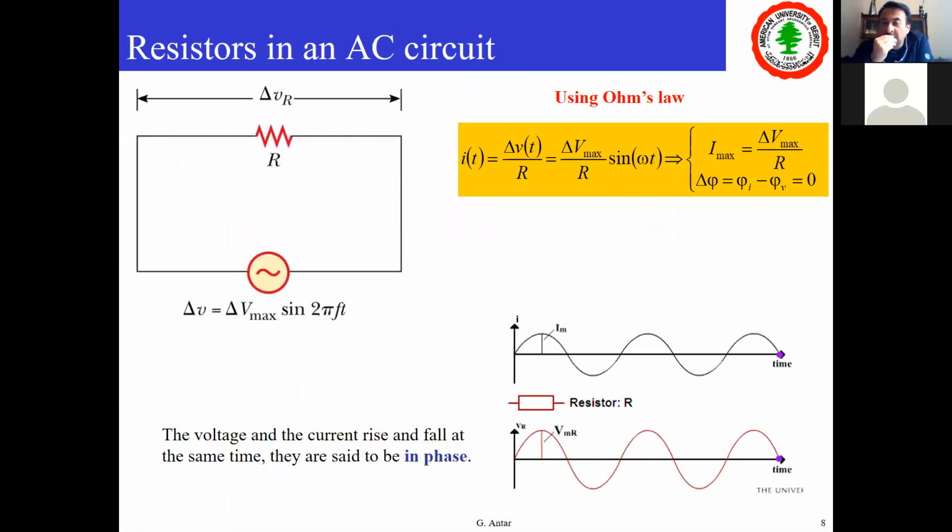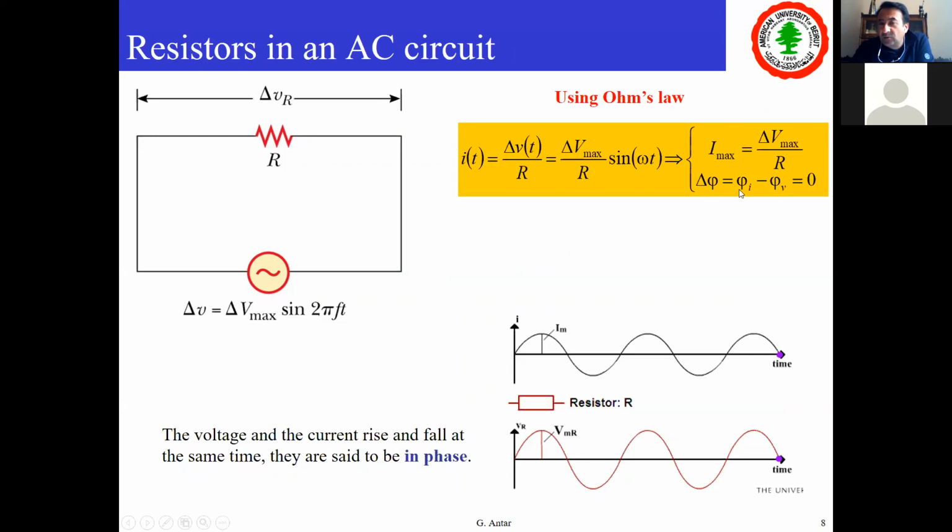So now let's see what happens if I put a delta V max sine of omega t in series with a resistor. The question is: I've given you delta V, give me the current I. To do so, I use Ohm's law. Delta V around the battery is equal to delta V of t, which is equal to delta V max sine of omega t, and I have R. So basically, I of t is delta V divided by R, so delta V max divided by R sine of omega t. Consequently, I can define I max to be delta V max divided by R.